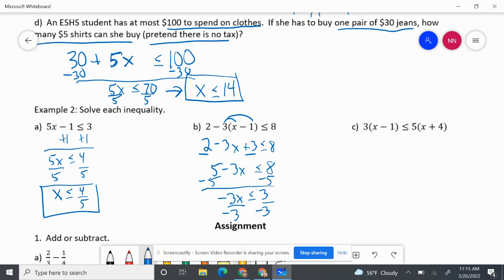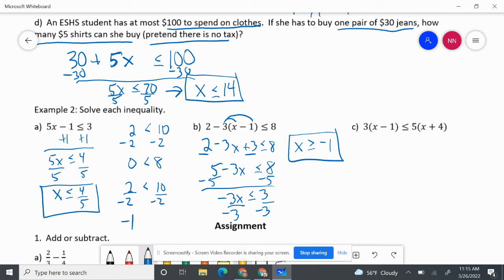Now, when I divide by negative 3, I'm going to switch the inequality to greater than or equal to, and I'm going to put negative 1. Why I'm switching the inequality is because with an inequality, if we have two numbers, let's say 2 and 10, and I subtract 2, that would be 0 and 8. So I know that 10 is bigger, and still 8 is bigger than 0. On the other side, if I have 2 and 10, and I know 10 is bigger, and I divide by negative 2, what I end up getting is negative 1 and negative 5.